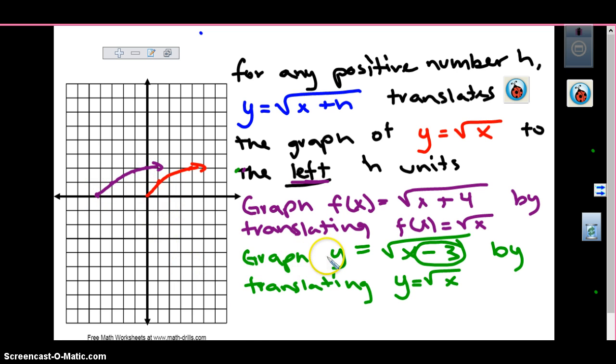If we have to graph y equals the square root of x minus 3 by translating y equals the square root of x, then that means we have to move our graph 3 spaces to the right because there's a minus sign inside the radical. With the same curve, move to the right or to the left.